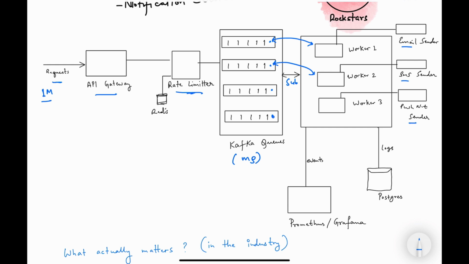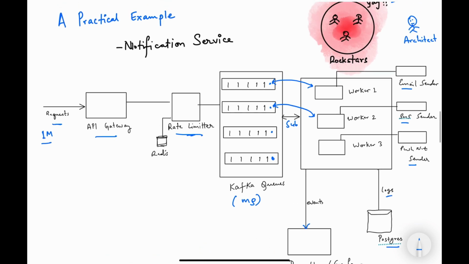Once they receive the messages from the queues, they start acting and sending out their respective notifications. All the workers are connected to a Postgres database for storing the logs of the transaction, and also connected to a Prometheus or Grafana service, and they are flushing their events into this service. This service helps in our monitoring, to see if any error occurred in any of the workers or not. So this is a very basic example that our architect has prepared as a high level design.